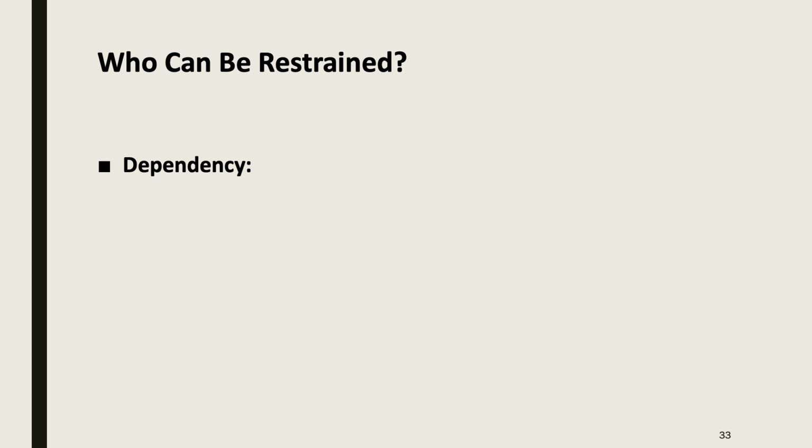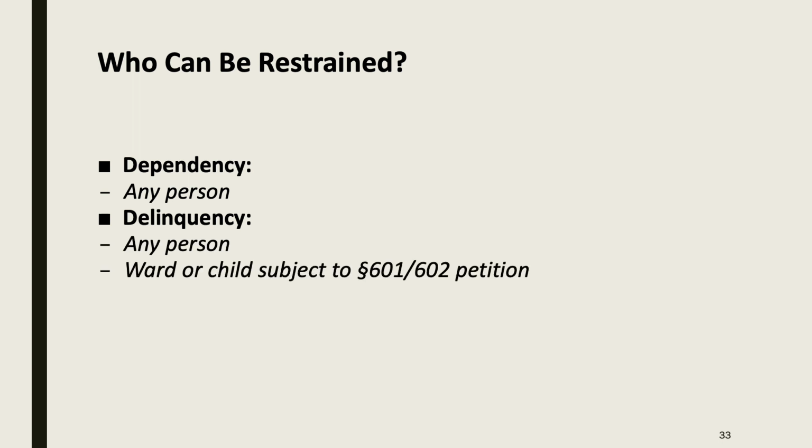Who can be restrained? In dependency, any person can be restrained. In delinquency, any person can be restrained, but the ward or child subject to the 601-602 petition can be restrained as well.